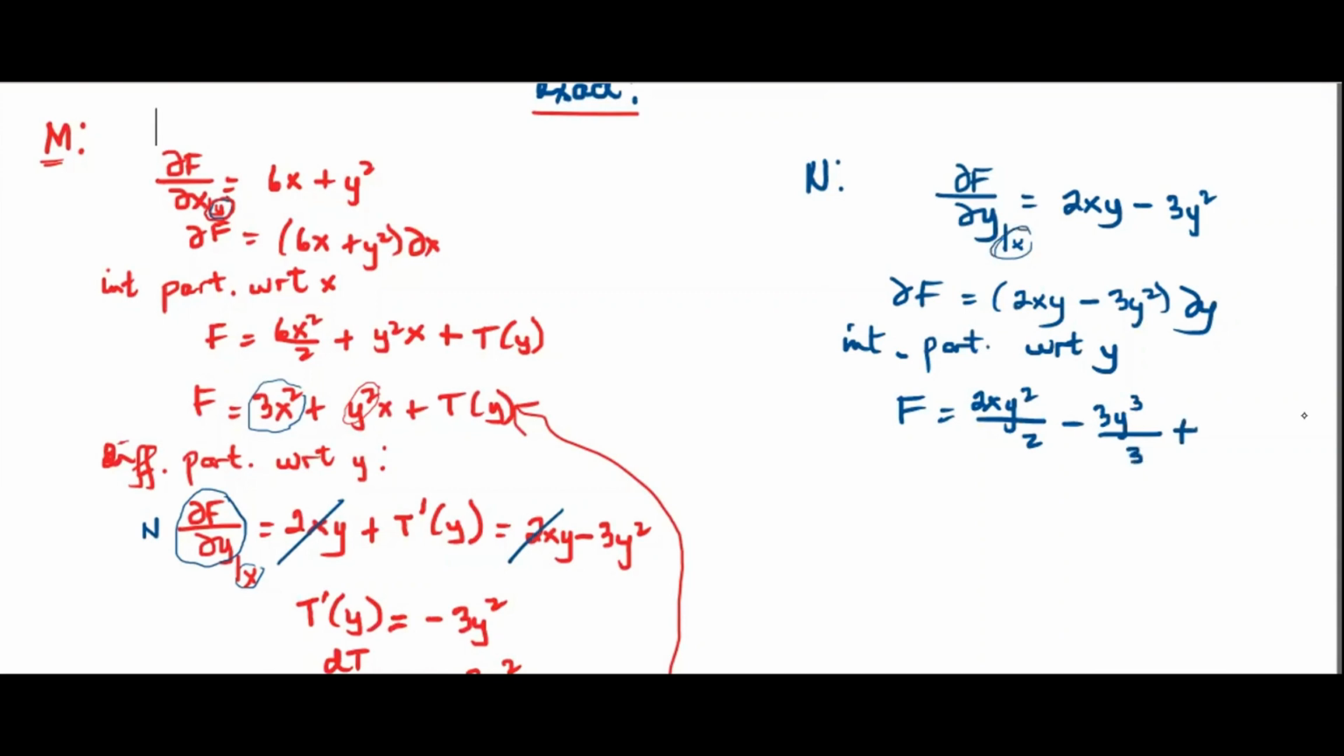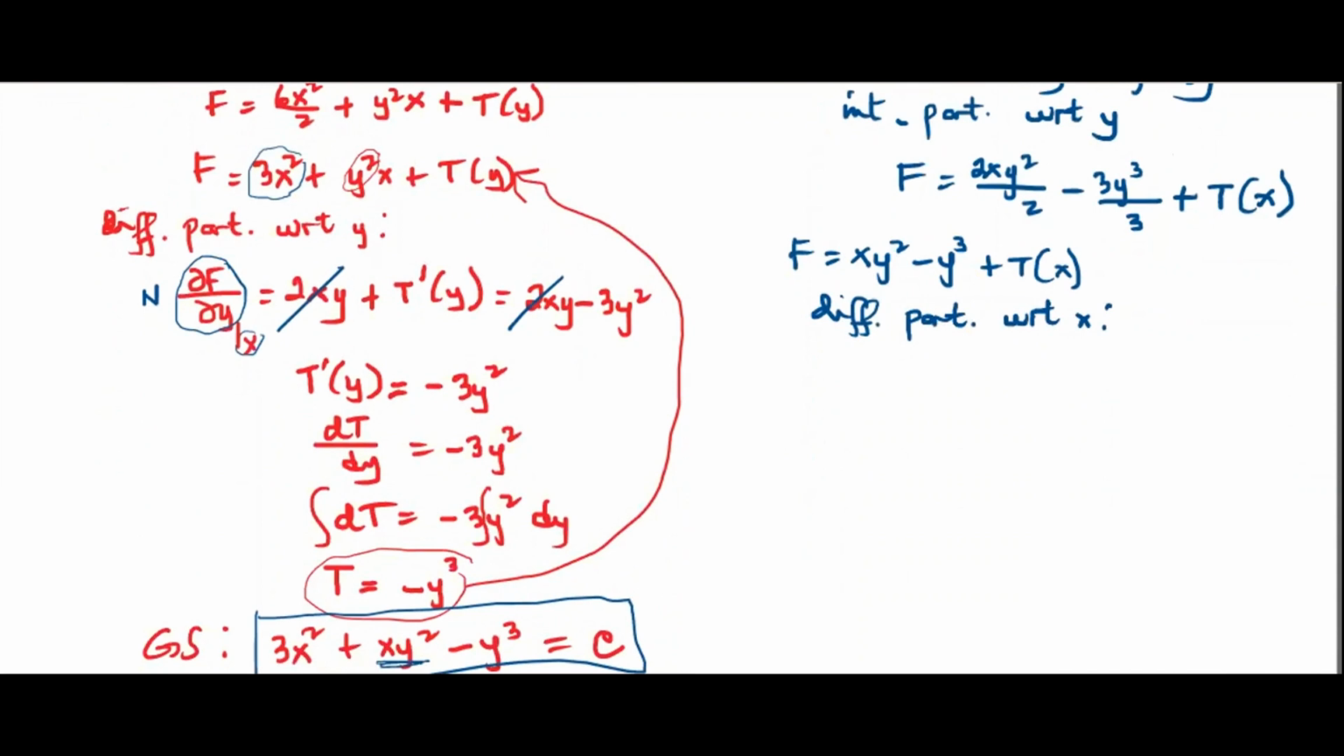But I held x constant. Therefore, any function of x may be treated as a constant. Tama ba? Yes po. Okay. Therefore, if I simplify, that becomes now xy squared minus y cubed plus t of x. Okay. Now, I will differentiate partially with respect to x.